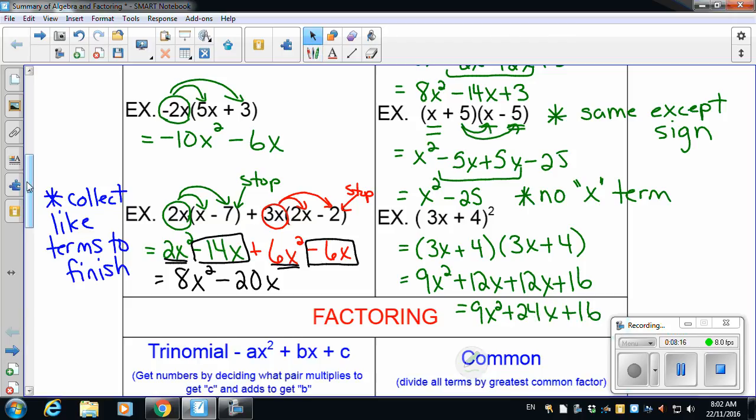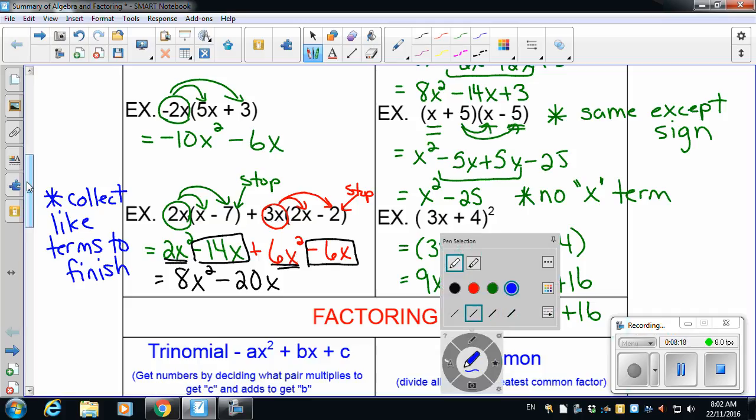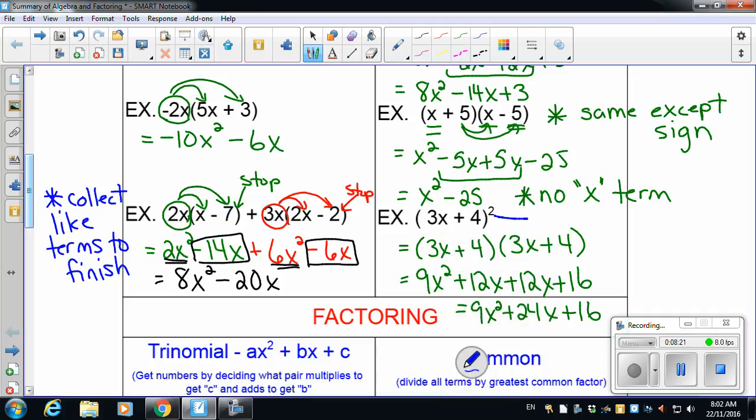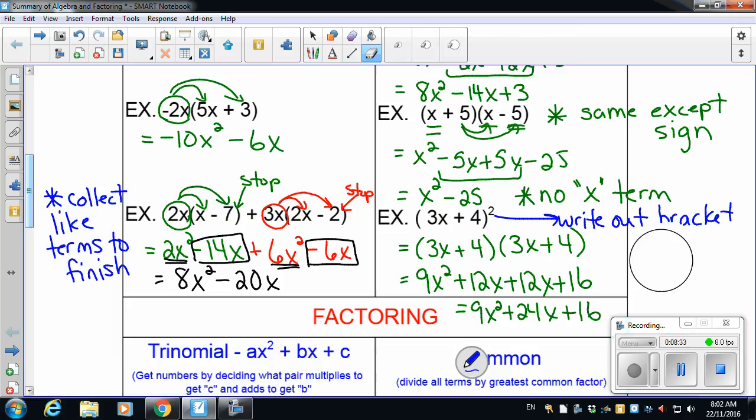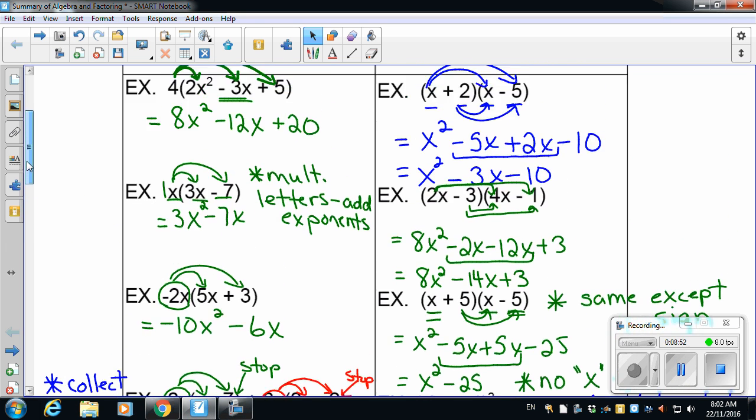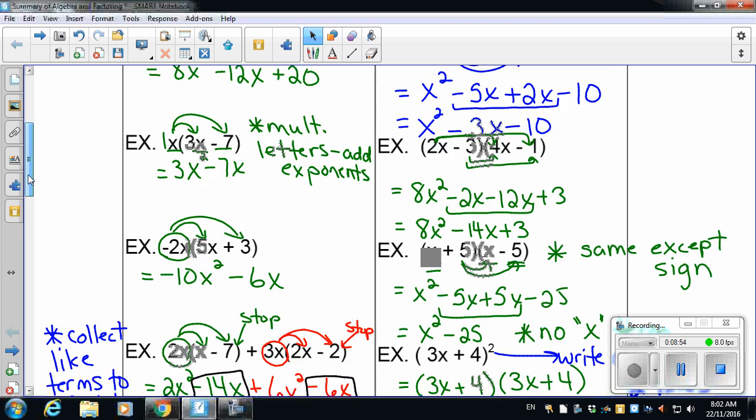So just watch. Let me pull out a different color here. When you have a squared, to evaluate it, write out the bracket 2 times. Maybe I'll put times instead of x because that looks like an x. Write out the bracket 2 times and then FOIL so that you don't miss any multiplication. So that, ladies and gentlemen, is algebra. We're either FOIL or distributive property.